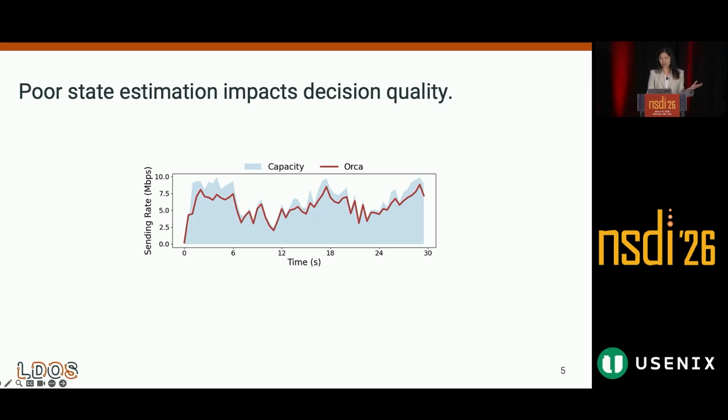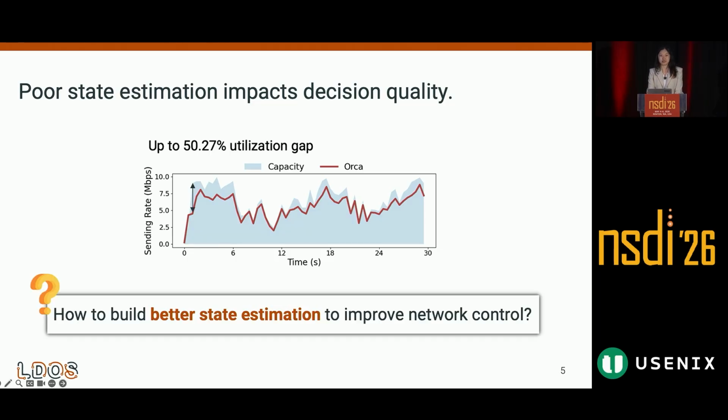We ran a state-of-the-art learned congestion controller, Orca, on a real-world cellular trace. You can see this graph is showing the send rate, how this orange line is changing, and the background blue area is the actual real capacity. What we observe is that this red line is consistently underutilizing the actual available capacity, with up to a 50% utilization gap. This motivates our key question: how do we build better state estimation to improve network control?